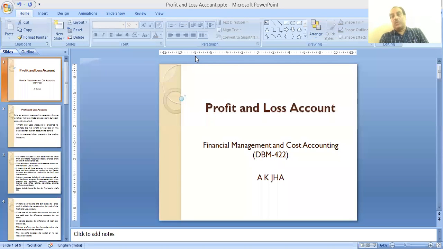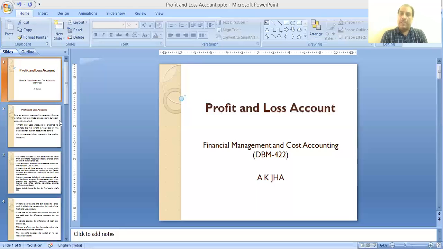Today we are going to discuss the profit and loss account, which is one of the very important statements prepared after the preparation of the trading account. The trading account is prepared by transferring the records from the ledger. Once it is prepared, the next step is to prepare the profit and loss account and balance sheet, which are the final outcome of the entire accounting procedure. So today we are going to discuss the profit and loss account.